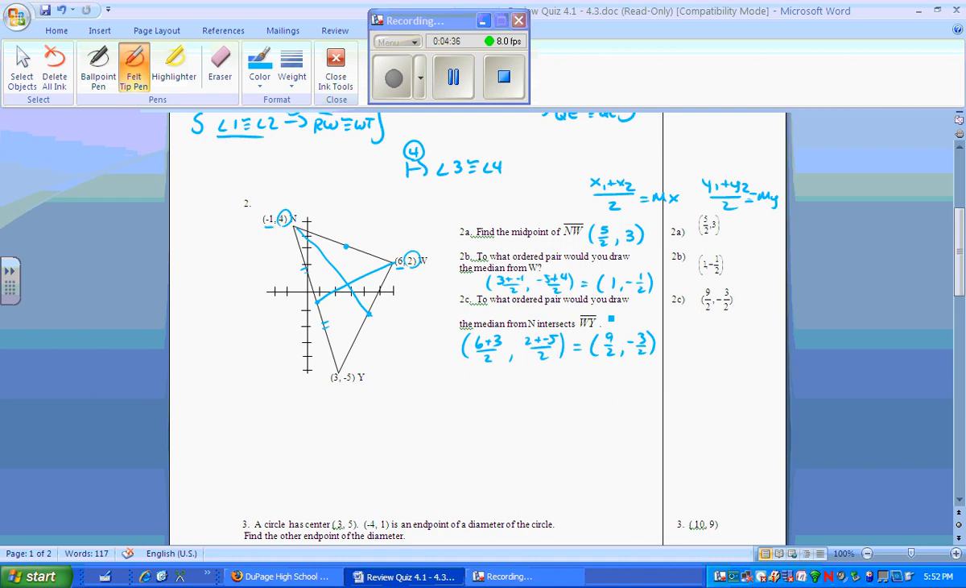They want to know what is the sum of these two? Well, 9/2 plus negative 3/2 is 6/2, which is 3.